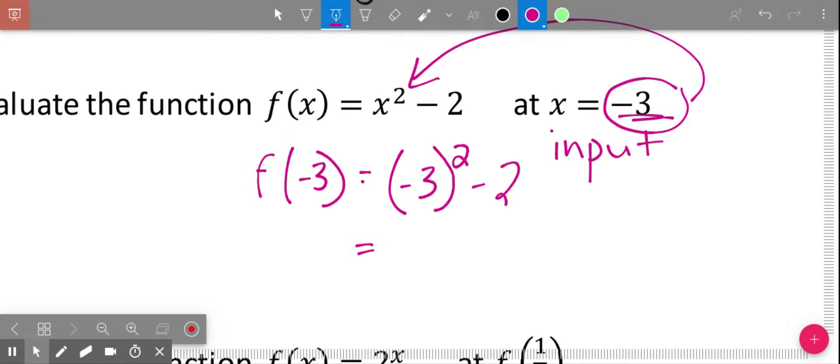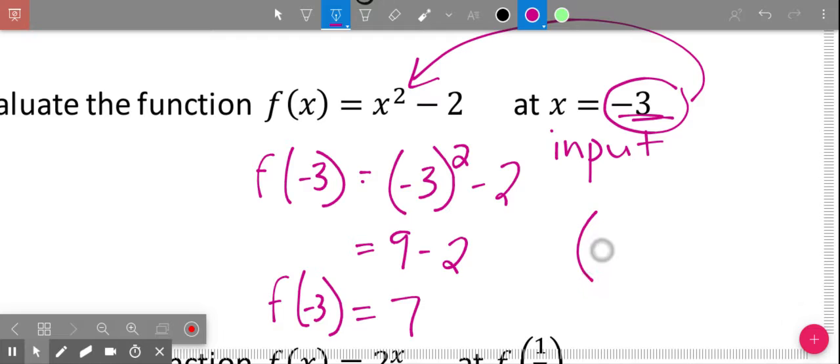Well, negative 3 squared, we spent all that time working on exponents. We know that means negative 3 times negative 3 gives me 9, minus 2. Well, 9 minus 2 gives me 7. So f of negative 3 is 7. Remember, I can write those as a coordinate point. Okay, so it's going to be (-3, 7).